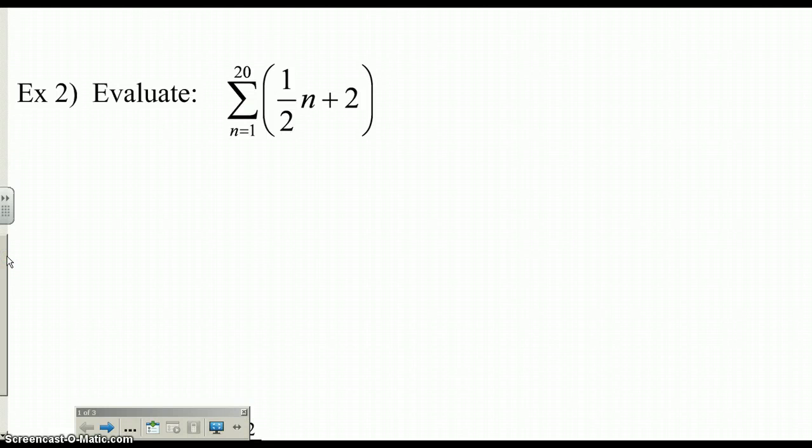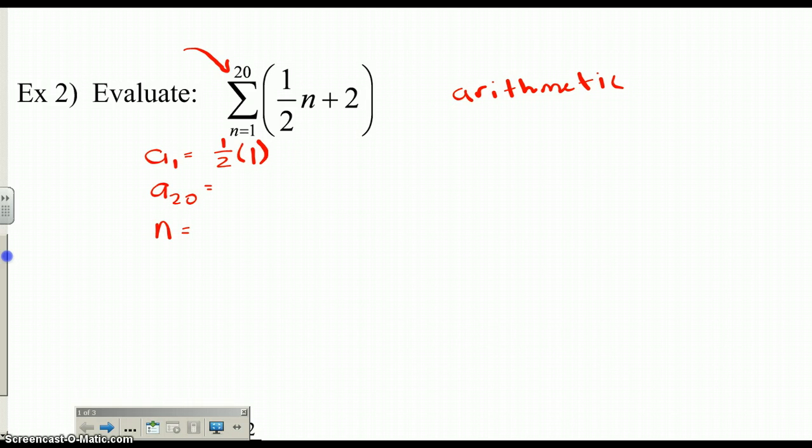Okay, again, this is arithmetic, so now we can use our arithmetic formula. We're using our arithmetic sum formula because there's no exponents. So I need my a sub 1, I need my a sub 20, it's going to 20 here, and I need my n. A sub 1, I'm just going to plug 1 in for n. So I get 5 halves in fraction form. A sub 20, 1 times 20 plus 2. That comes out to be 12.